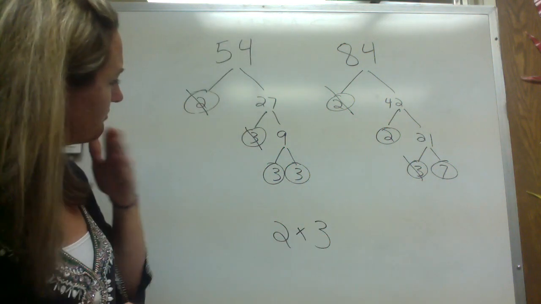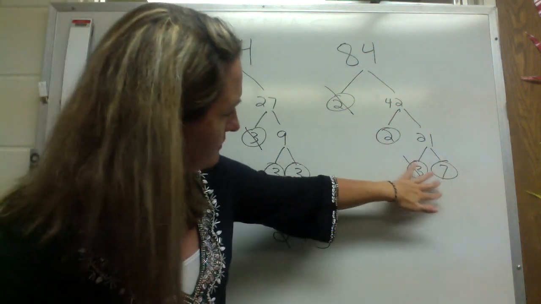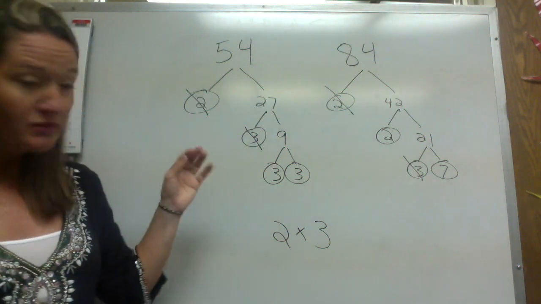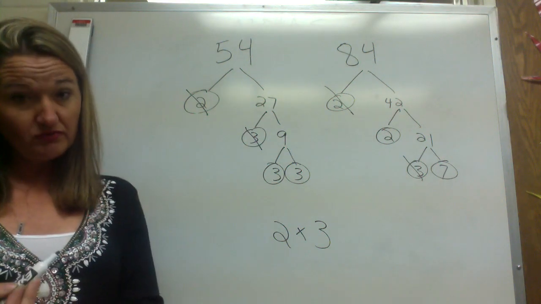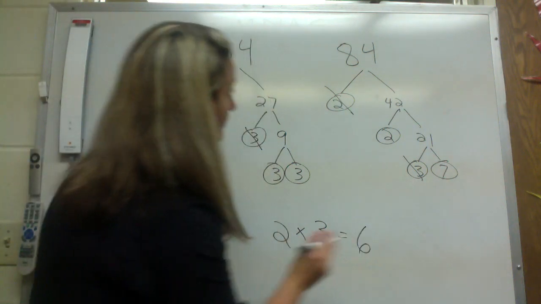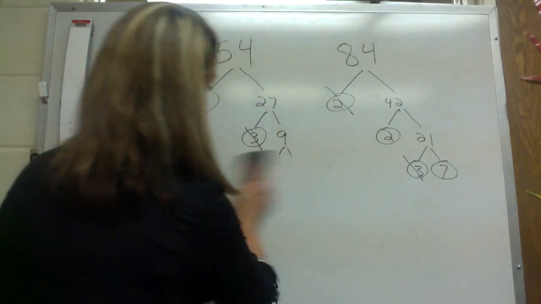Let's see. What do we have left? We only have 2 3s over here. Is there another 3 over here for him to pair up with? No. And then 2 and 7, we don't have any over there. So we were able to pair up one group of 2s and one group of 3s. I'm going to multiply 2 times 3, and my greatest common factor is 6. Okay, let's do one more.